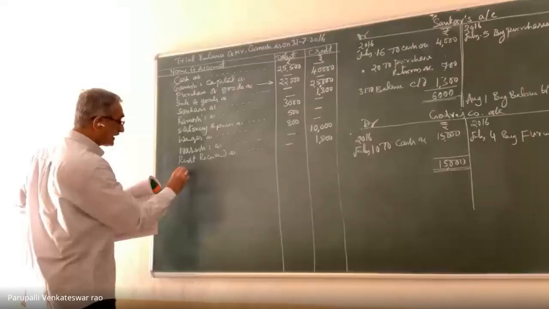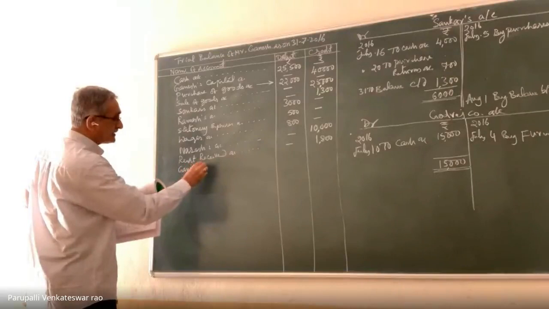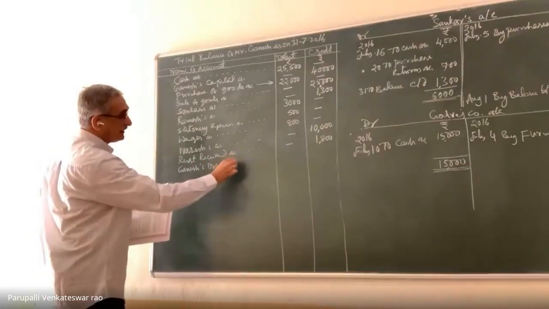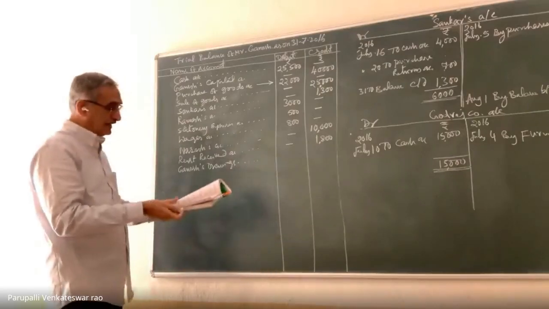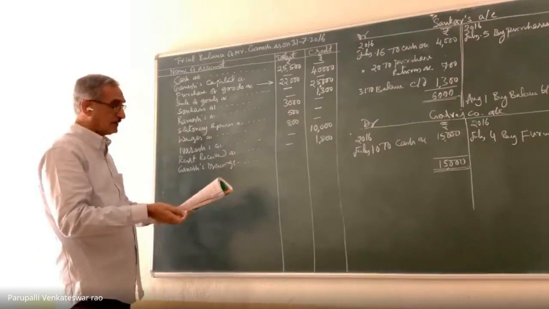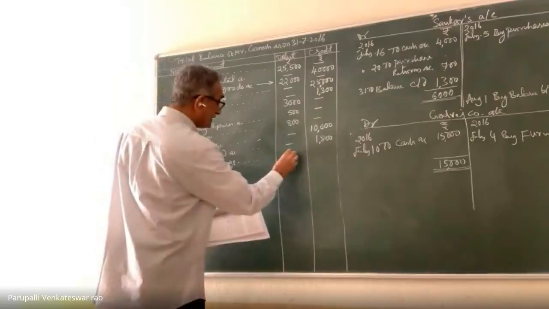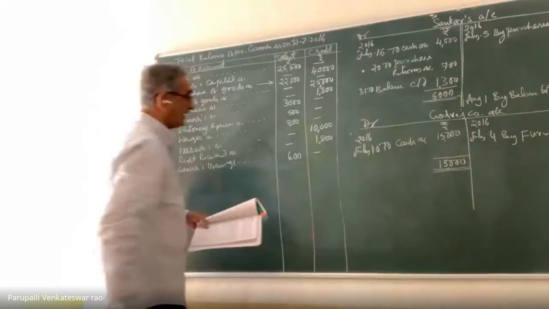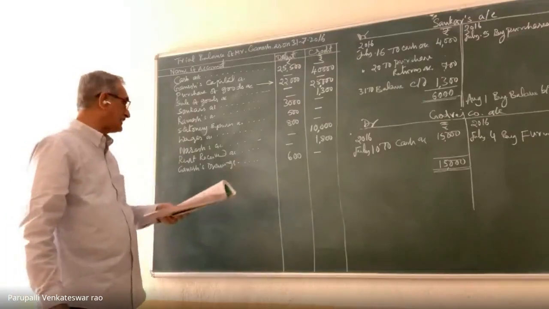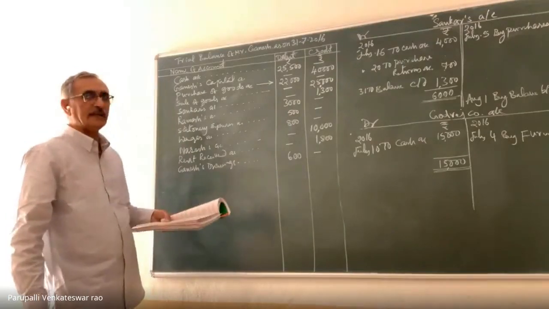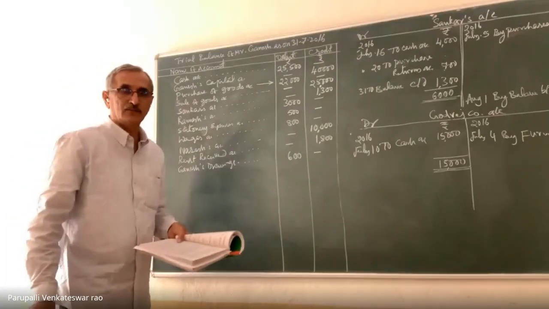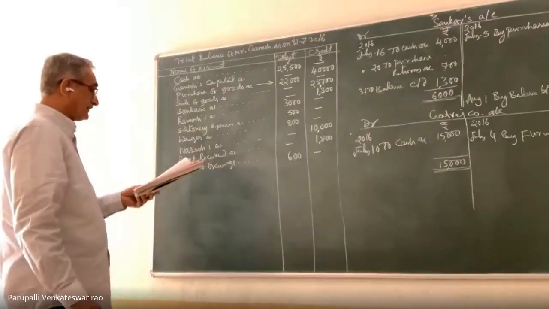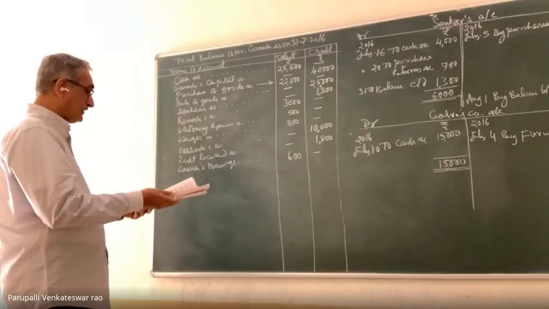Next one. Ganesh drawings account. He has taken some money for his personal use. Ganesh drawings account, 700. What balance? 600. He has taken 600 for his personal use. Ganesh is the receiver, so his account shows a debit balance. Debit balance.